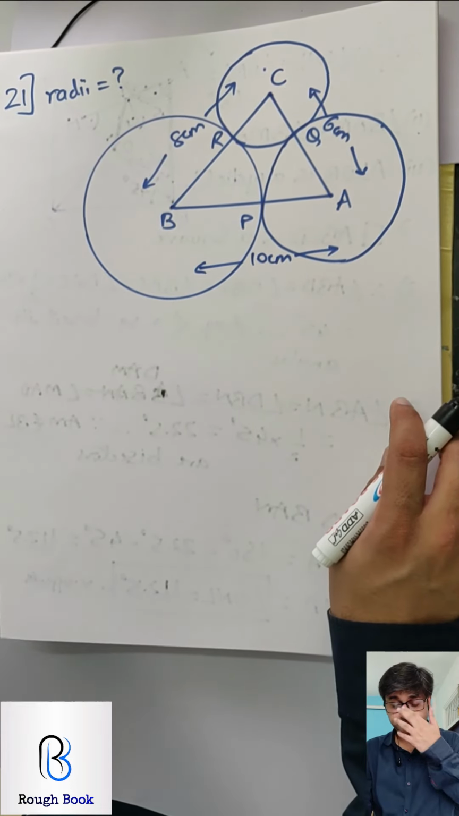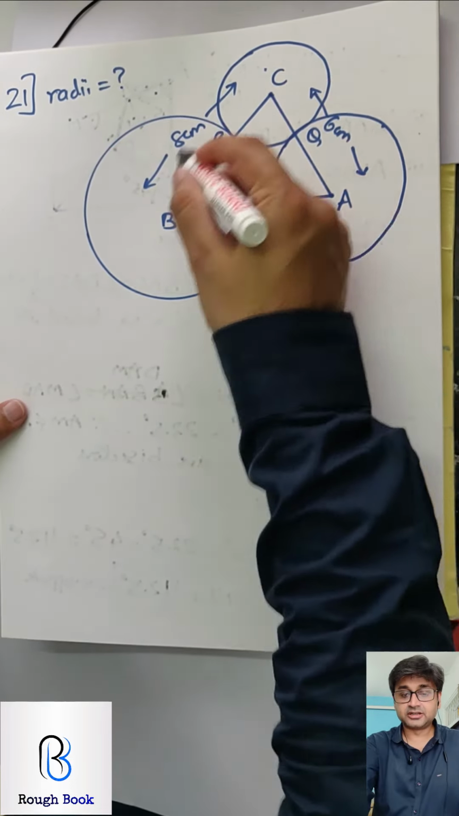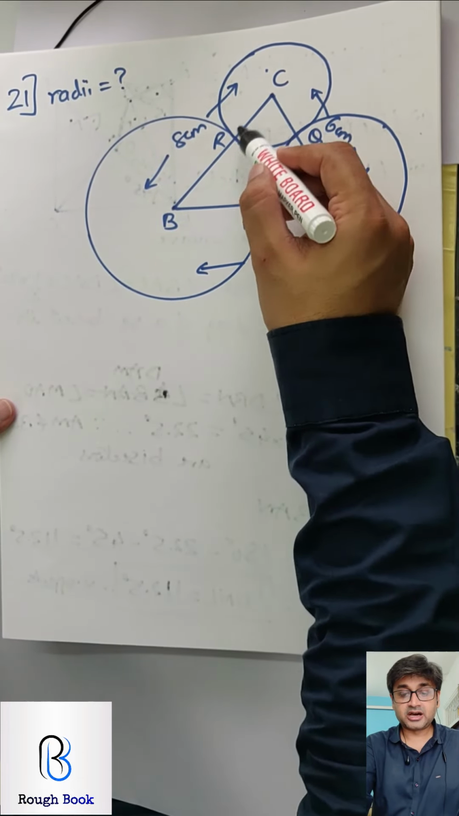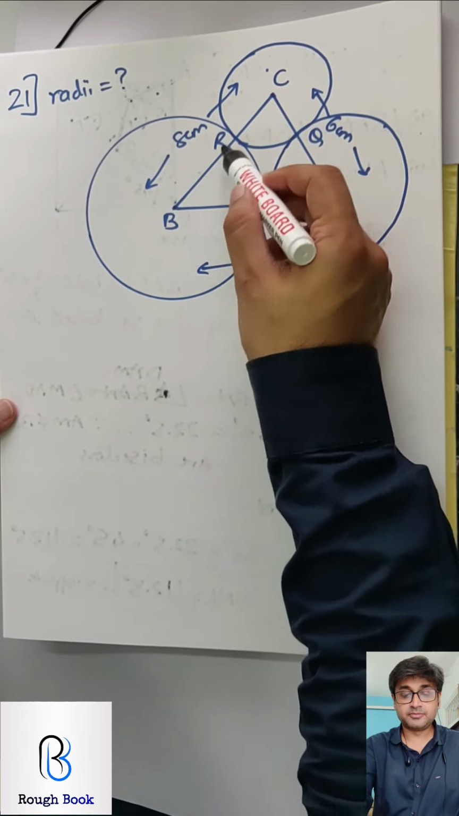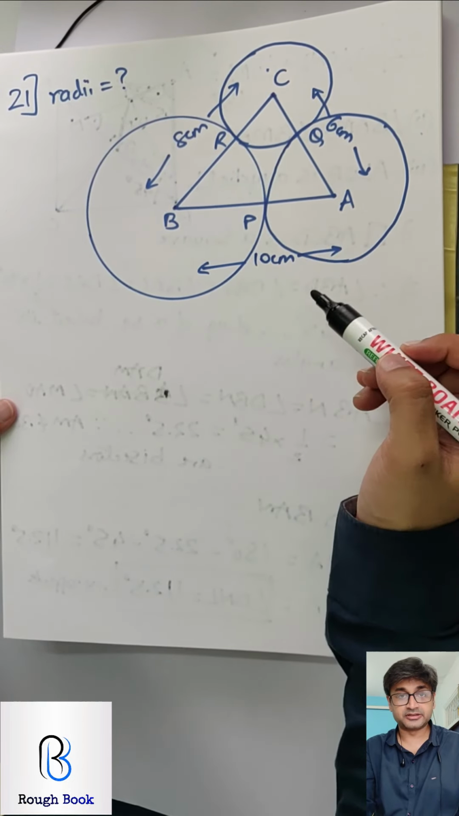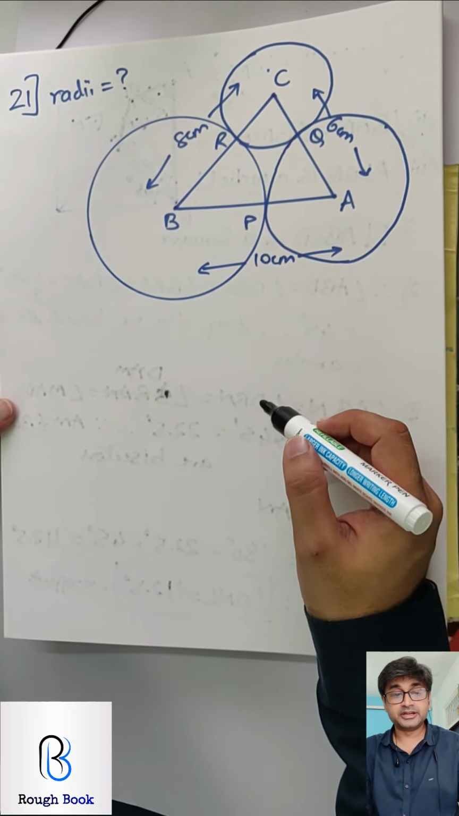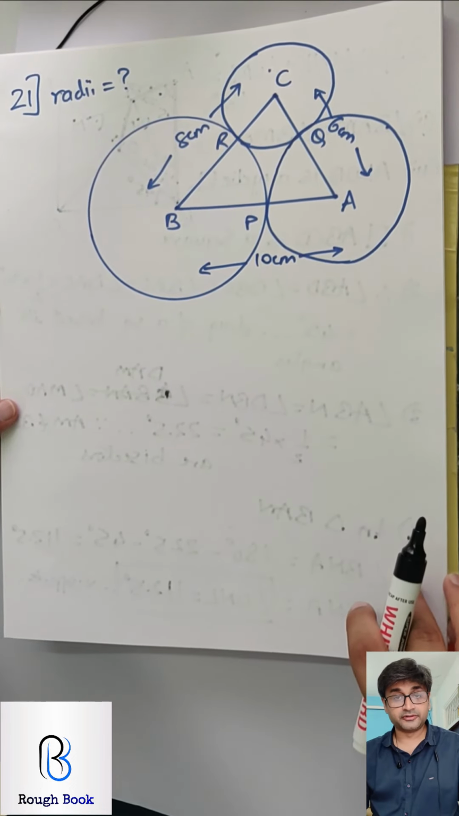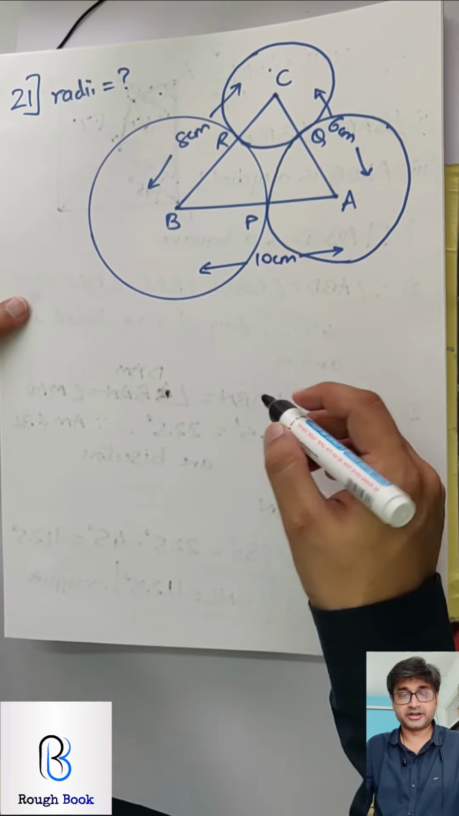Next one, 21. They say 3 circles externally touching each other. CR is the radius of this circle, BR radius here and AP radius here. You need to find all the radii of the 3 circles. 6, 8 and 10 is already given to you. So how are you going to find the radii?